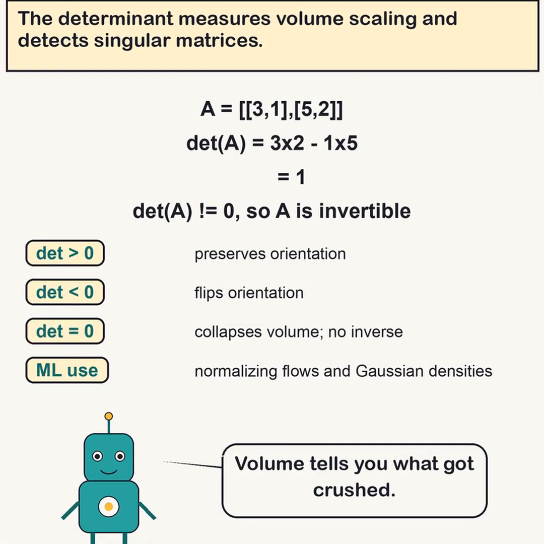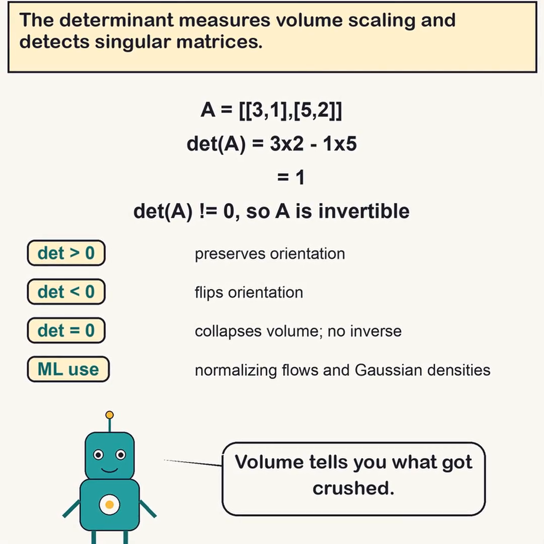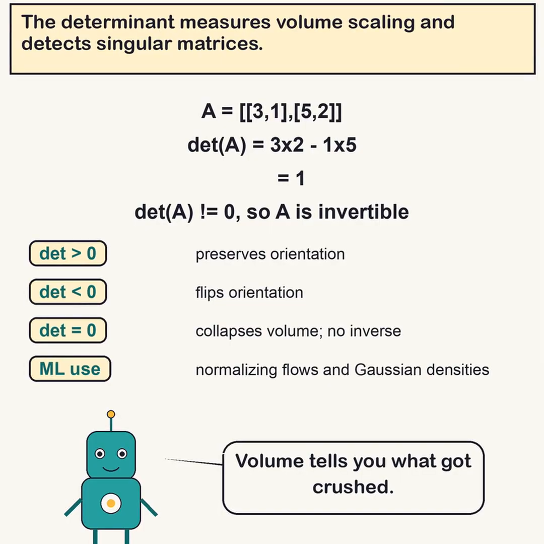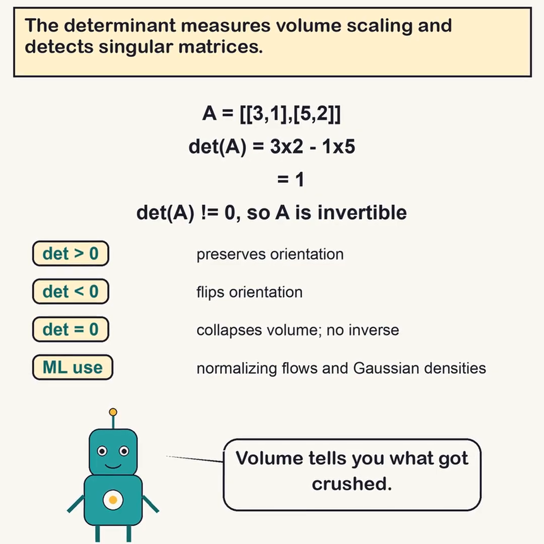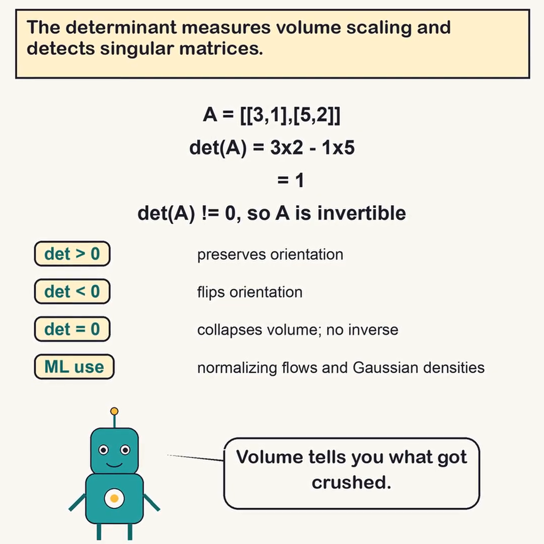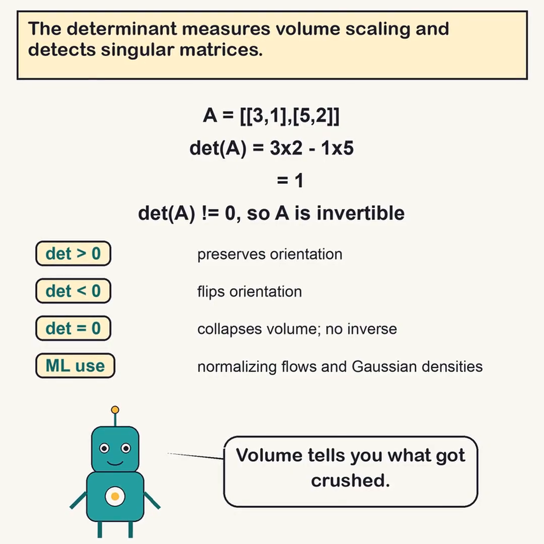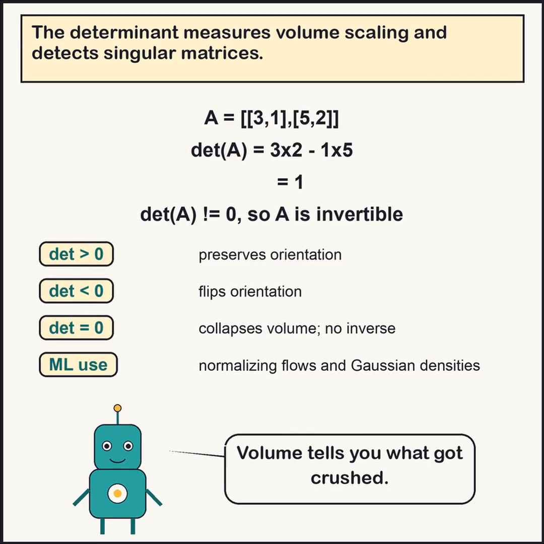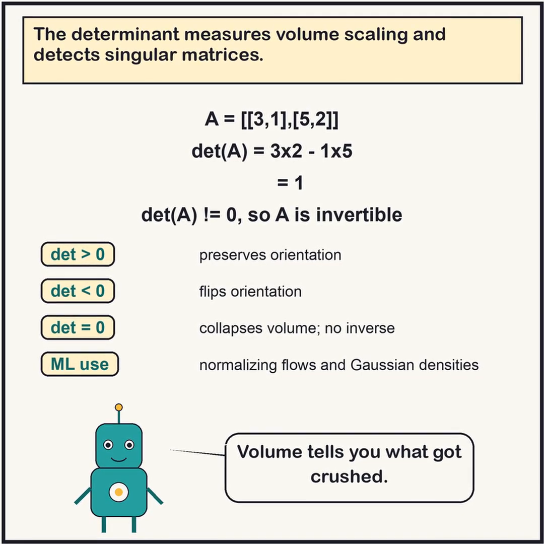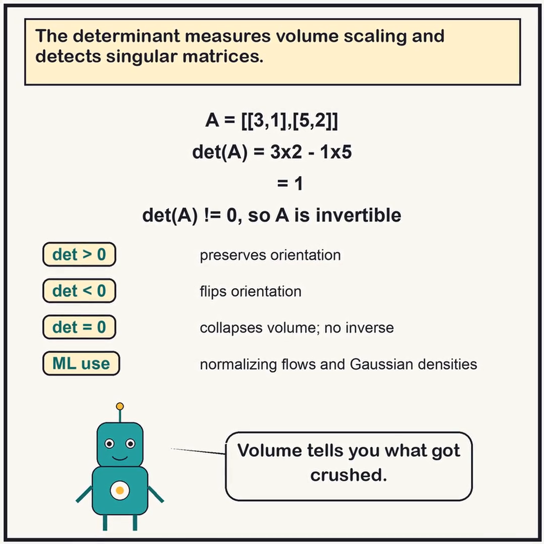The determinant tells how area or volume scales. A determinant of 0 means the matrix collapses space and cannot be inverted. This matters in normalizing flows, Gaussian distributions, and stability checks. Real-world analogy: the determinant is like watching a rubber stamp stretch or collapse. If the stamp flattens to a line, information has been lost.